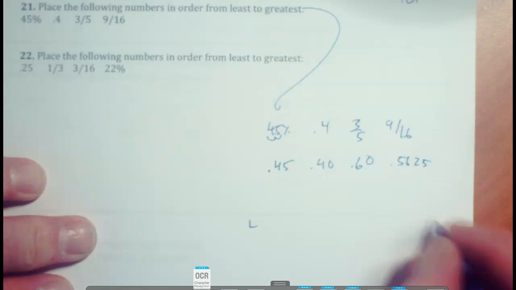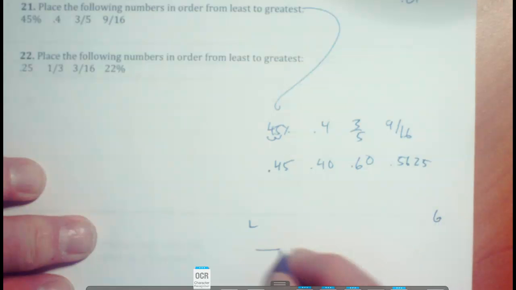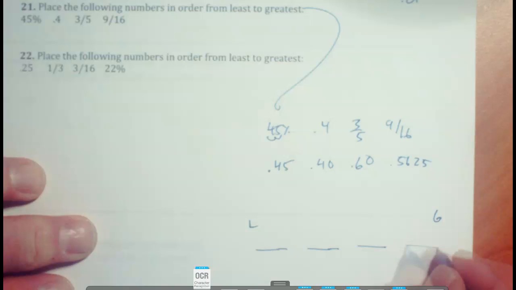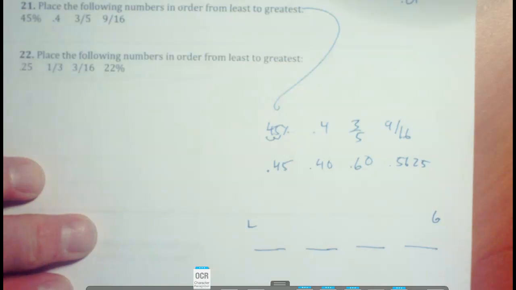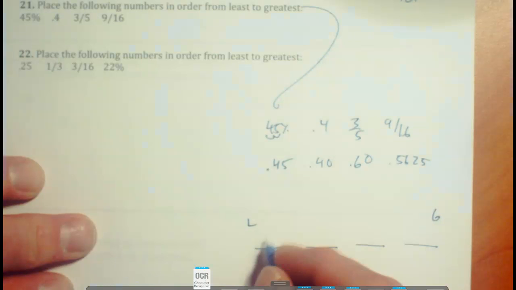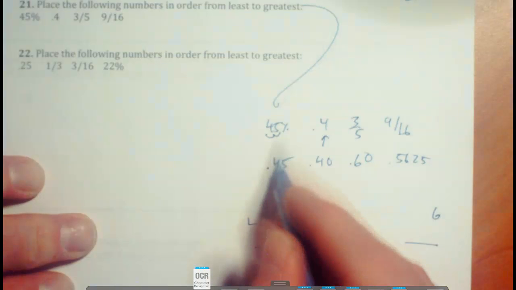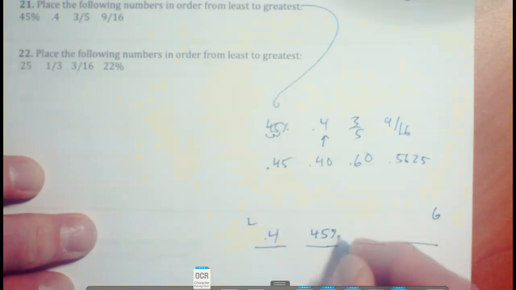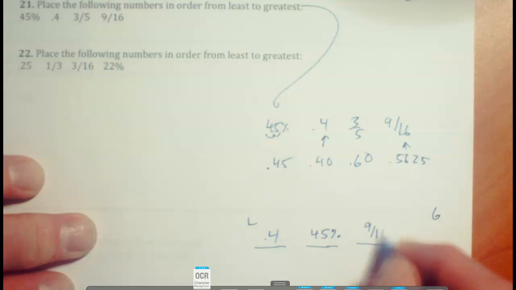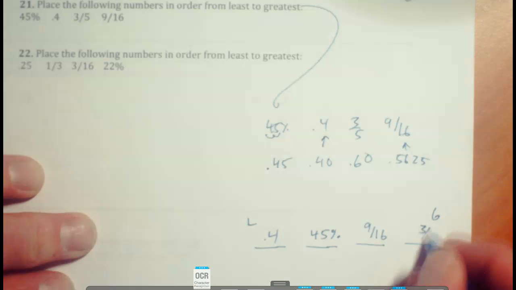All right, now we want least to greatest. So here's least and here's greatest. And let's just put some lines. 1, 2, 3, 4. All right, what's the smallest out of that money-wise? Well, it's going to be 0.4, 0.40. The original form was just 0.4, so that's what I'll put down. The next one is 45 cents, which is 45%. Again, go back to its original form. The next one is going to be 0.5625, so that's 9/16. And the greatest of these is 3/5, which is 0.6. So we'll just label it 3/5.